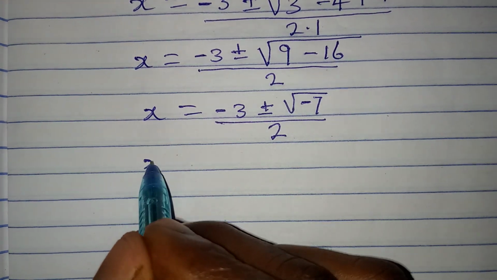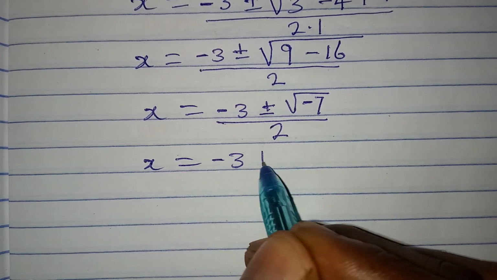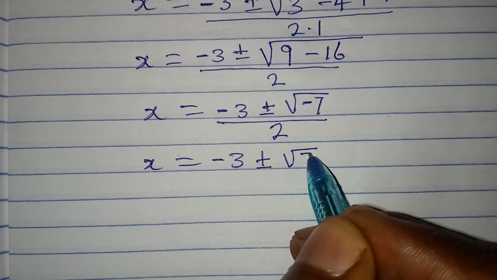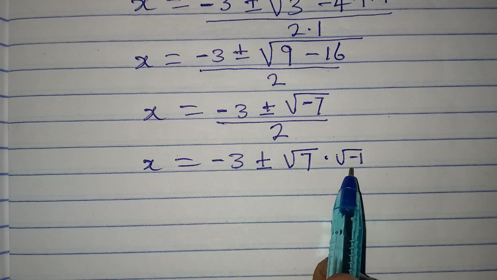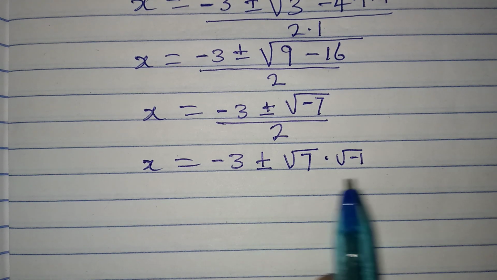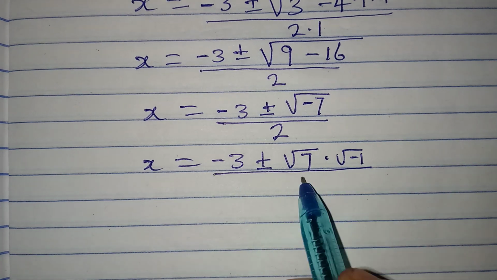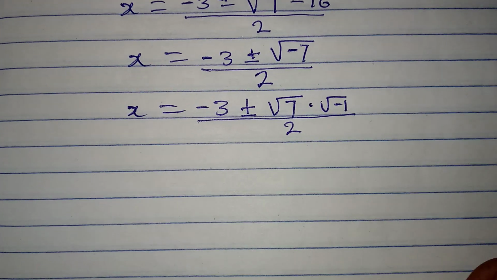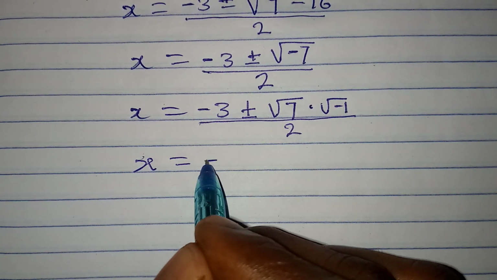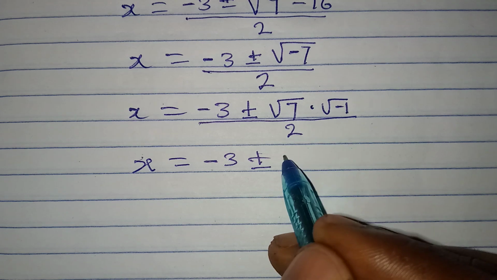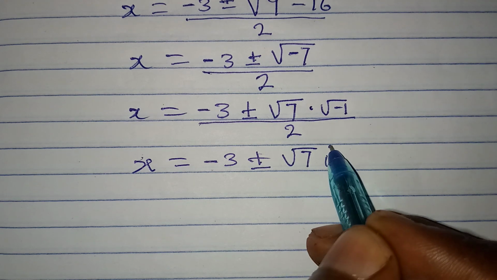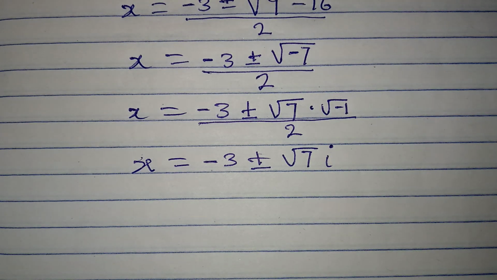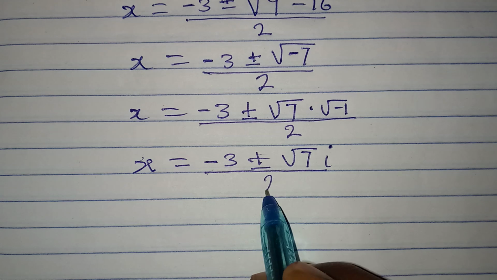Now, if I take a step further, x will be equal to minus 3, positive or negative, square root of 7 times square root of minus 1. Because square root of 7 times square root of minus 1 will still give us square root of minus 7. This is divided by 2. And then I want to continue. X will be equal to minus 3, positive or negative. Square root of 7 remains square root of 7. And square root of minus 1 becomes i. So this has led us to a complex number, right? So from here, we'll divide this by 2.